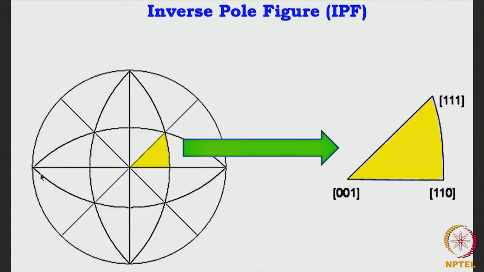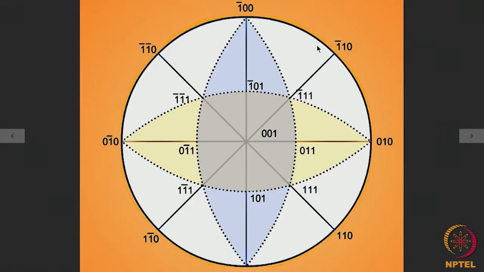Now let us talk about the second type or the second method of representation of texture. It is called the inverse pole figure method. If we go back a little bit, if you remember the standard 001 stereographic projection, you see all these lines as shown here have divided the entire circle into 24 equal triangles, so to say. Say, for example, here 1, 2, 3, 4, 5, 6, 7, 8, 9, 10, 11, 12. So above this line there are 12 triangles, below this line another 12. So there are 24 triangles.